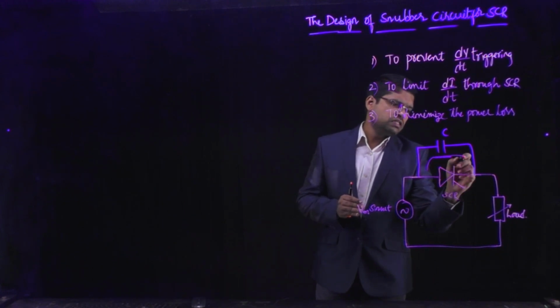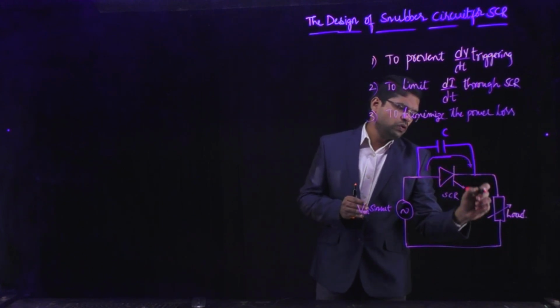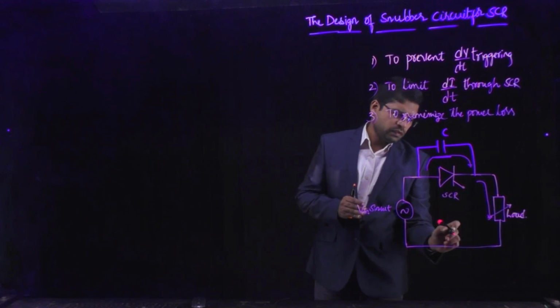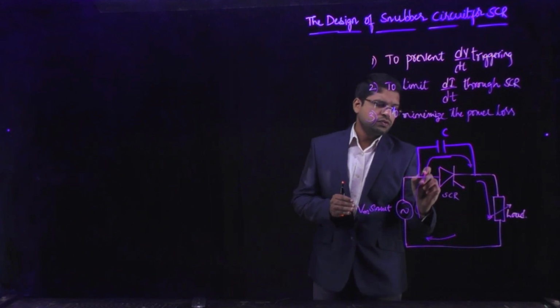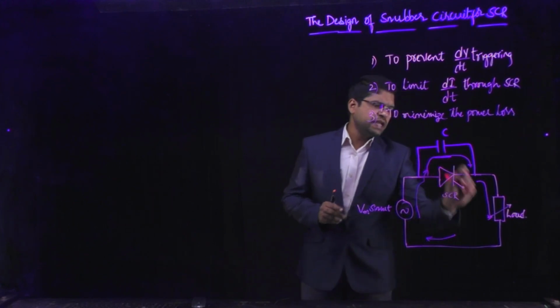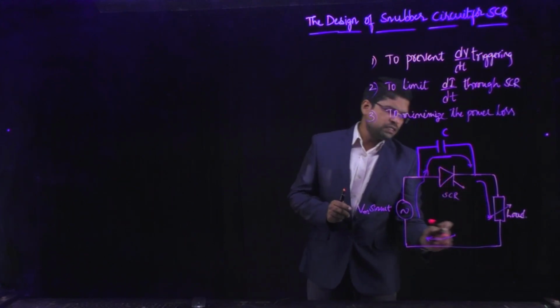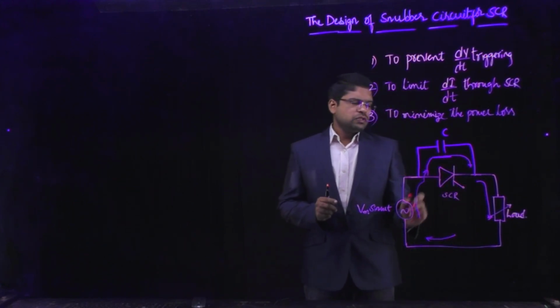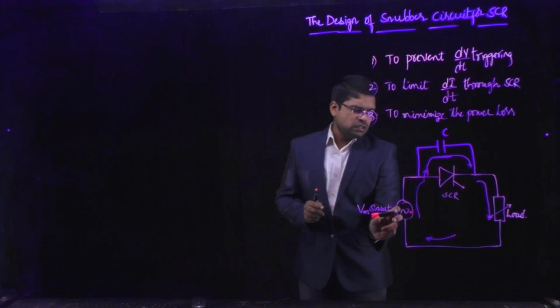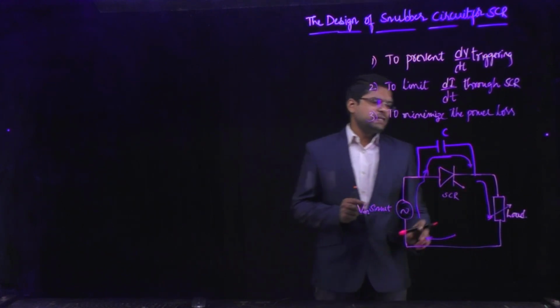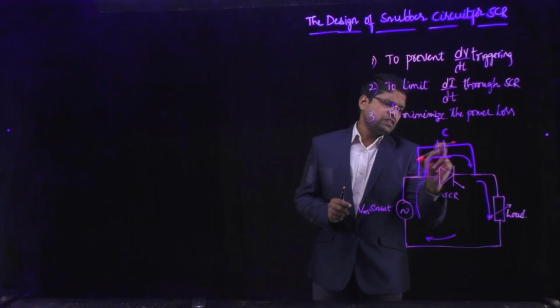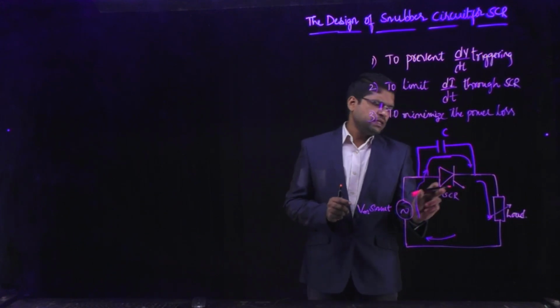It tries to charge in this direction, through the load and through this path. So in this path, the capacitor gets charged to the input voltage Vm sin omega t. Now the capacitor has completely charged.